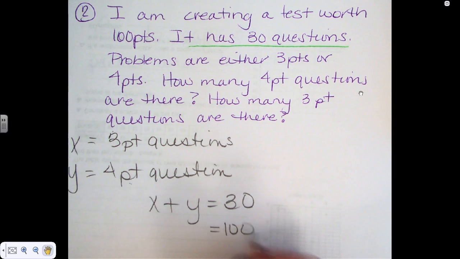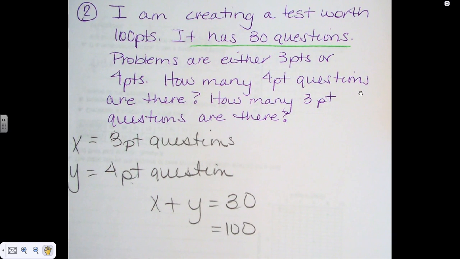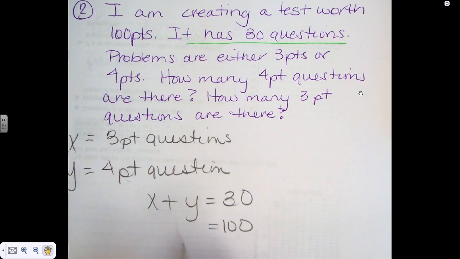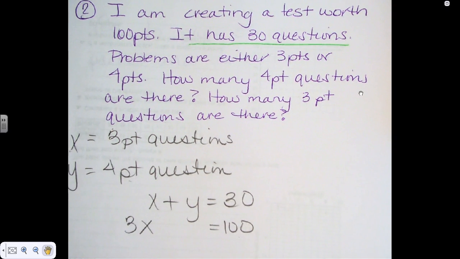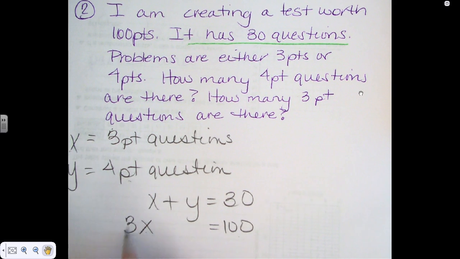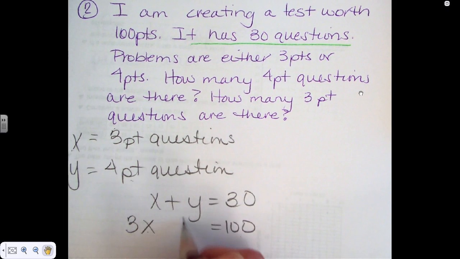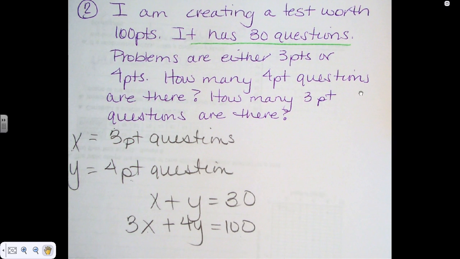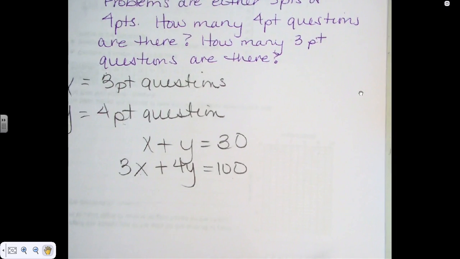about the point value. I have 100 points. And where am I getting these 100 points? Okay, X are 3-point questions, so every question, every X is 3 points. Every Y is 4 points. Now I have my equation: 3x plus 4y is equal to 100.